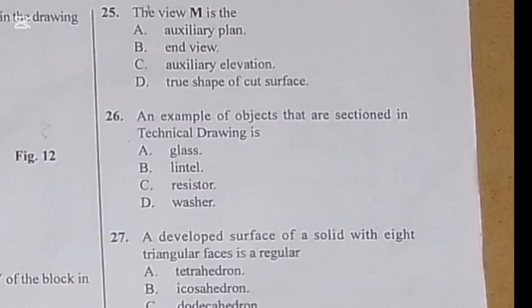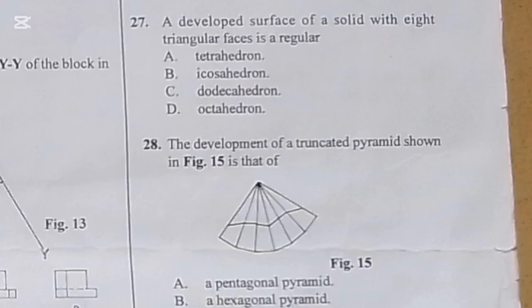So 26, an example of objects that are sectioned in technical drawing is lintel. B is the correct answer there, not glass, not resistor, not washer, lintel. Now 27, a developed surface of a solid with 8 triangular faces is octahedron. So the correct answer is D, octahedron.